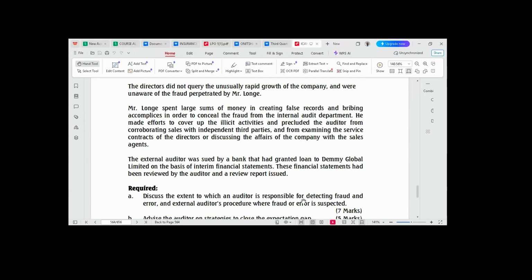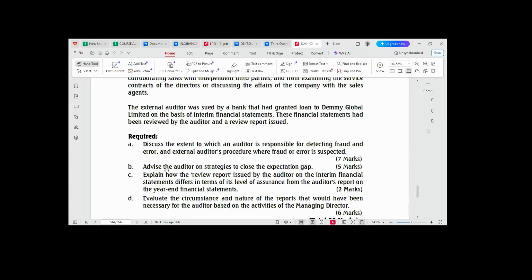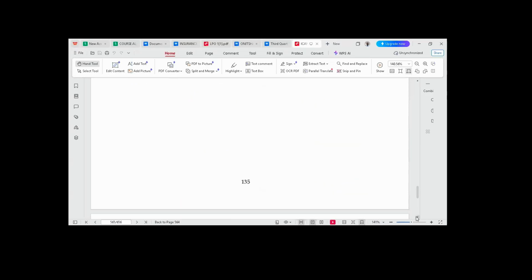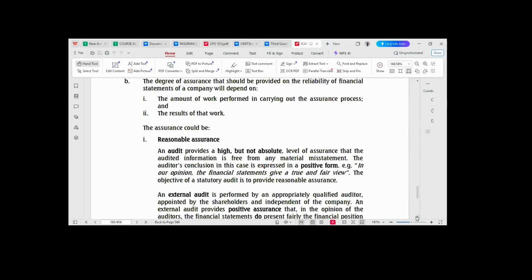Required: (a) Discuss the extent to which the auditor is responsible for detecting fraud and error, and the external auditor's procedure when fraud or error is detected. (b) Advise the auditor on strategies to close the gap. (c) Explain how the review report issued by the auditor on interim financial statements differs in terms of its level of assurance from the auditor's report on the year-ended financial statements. (d) Evaluate circumstances and nature of the report that would have been necessary for the auditors based on the activities of the managing director. All of these are what? 20 marks. Let's go to the suggested solution because of time. You have seen the question.